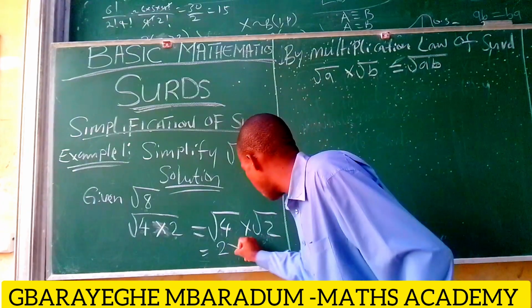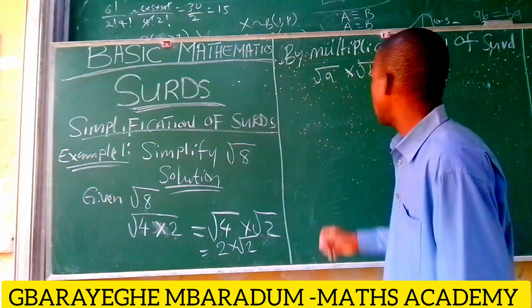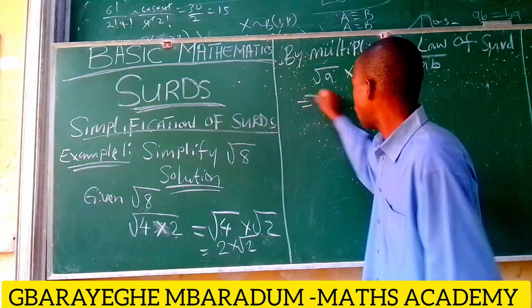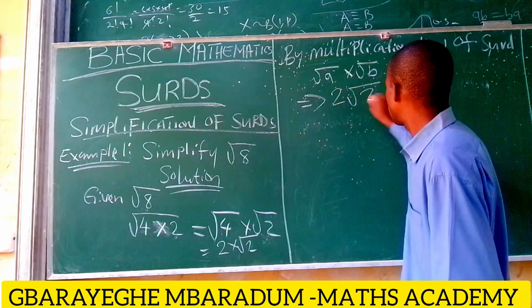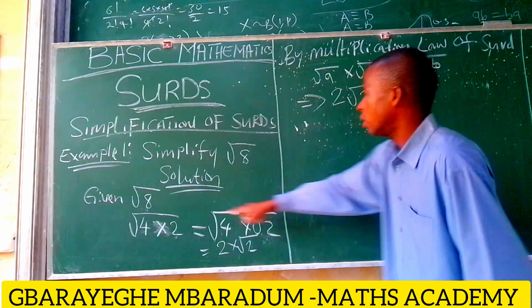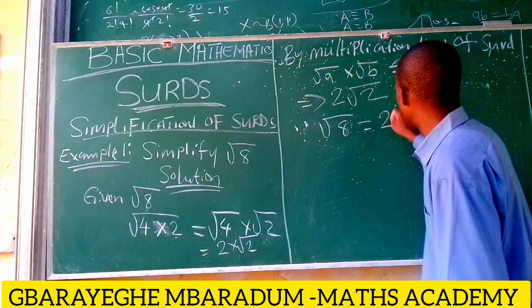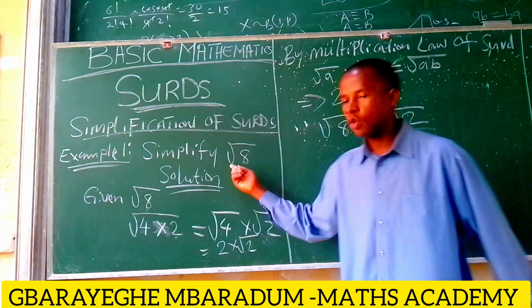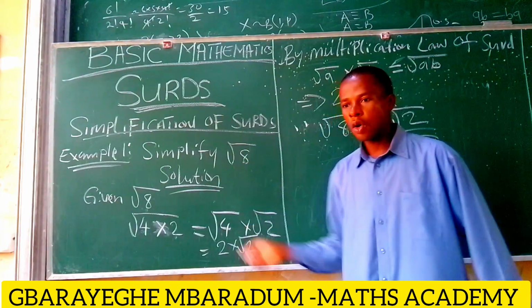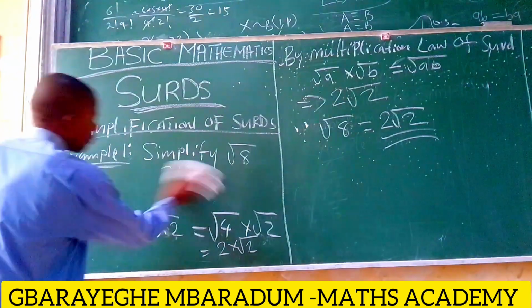So this times the square root of 2. Therefore our final answer becomes 2 root 2. Therefore the square root of 8 is equal to 2 root 2. This is how to simplify this kind of question using surd. Now let's look at the second example on how to simplify a surd.